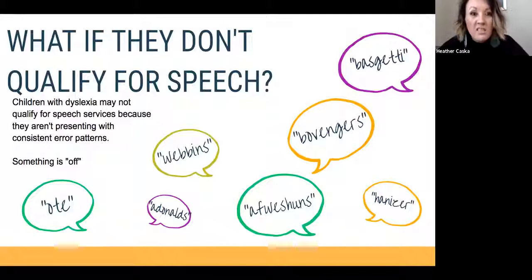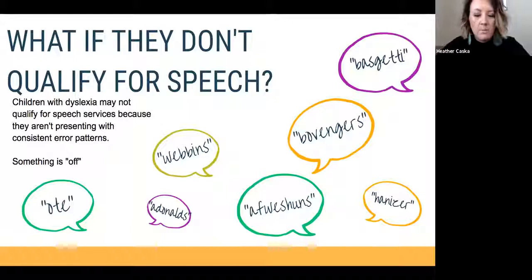So again, language samples are really good to pick up on these errors, because these are the type of errors that may not necessarily show up on just a standardized articulation assessment.